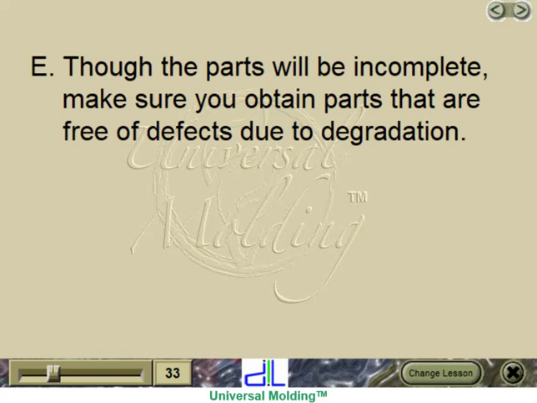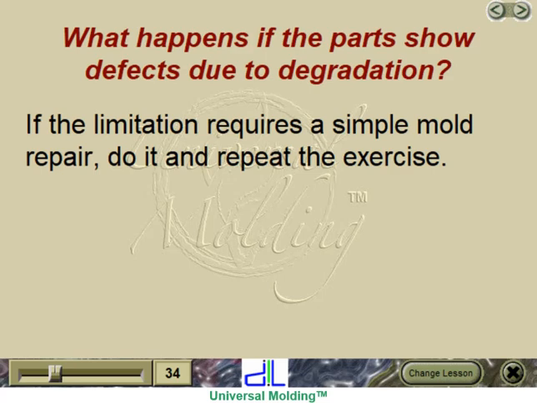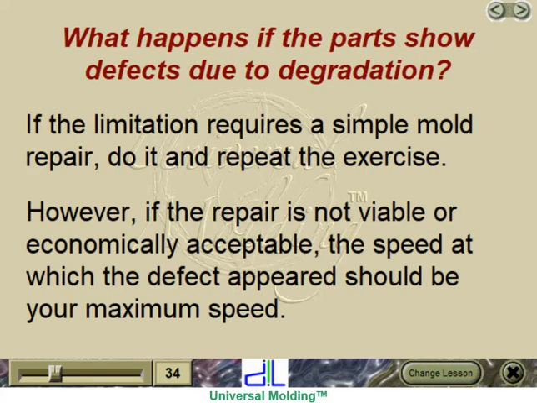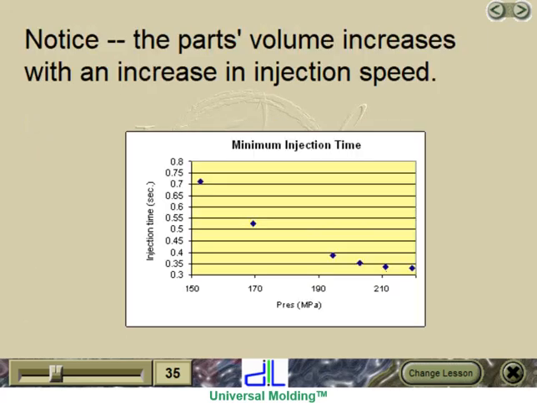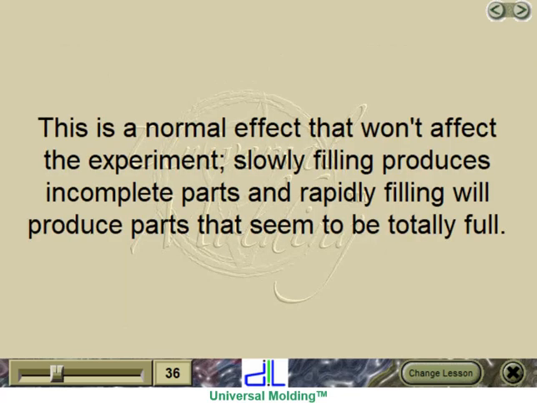due to degradation. What happens if the parts show defects due to degradation? If the limitation requires a simple mold repair, do it and repeat the exercise. However, if the repair is not viable or economically acceptable, the speed at which the defect appeared should be your maximum speed. Notice, the part's volume increases with an increase in injection speed. This is a normal effect that won't affect the experiment.